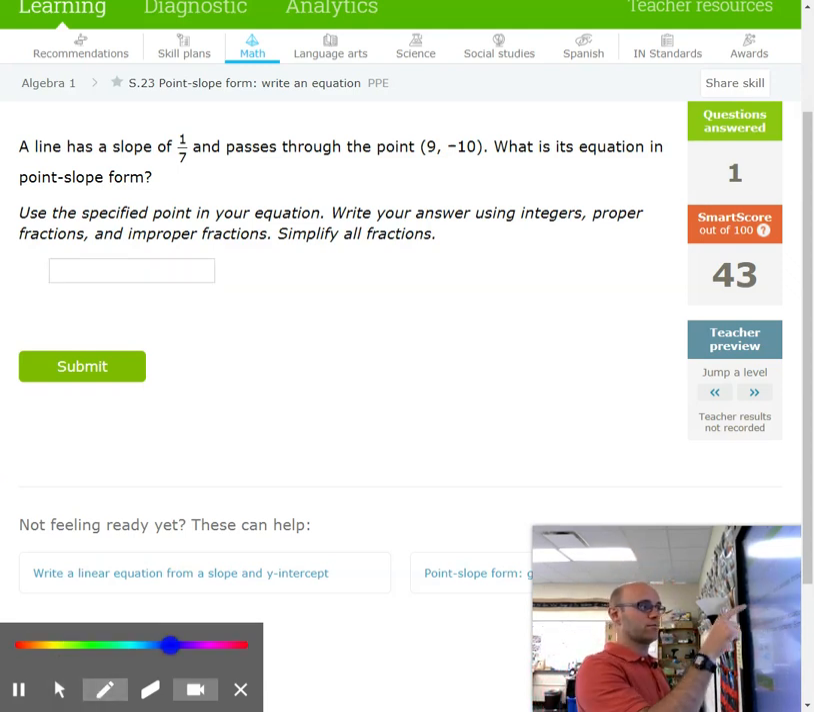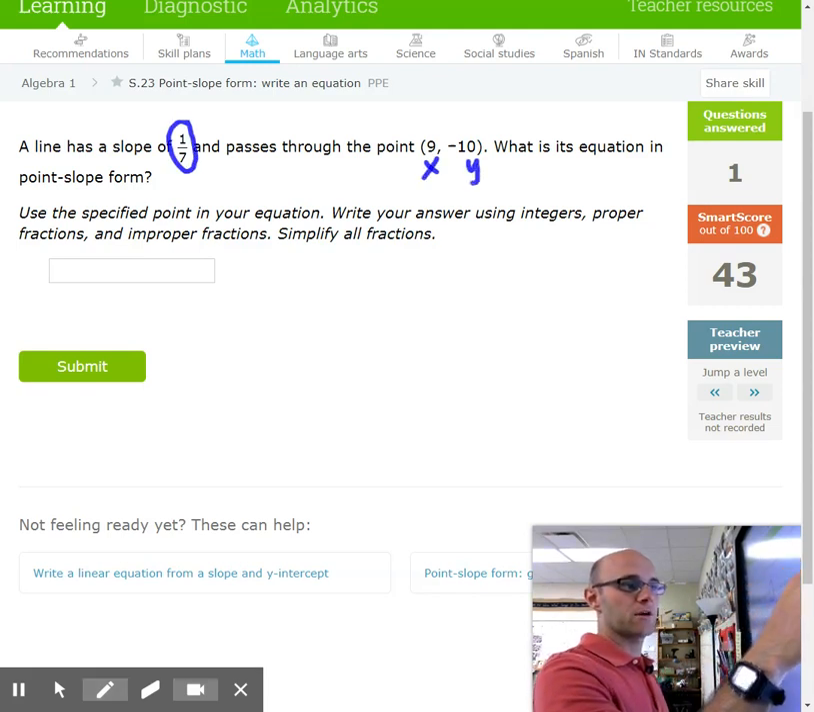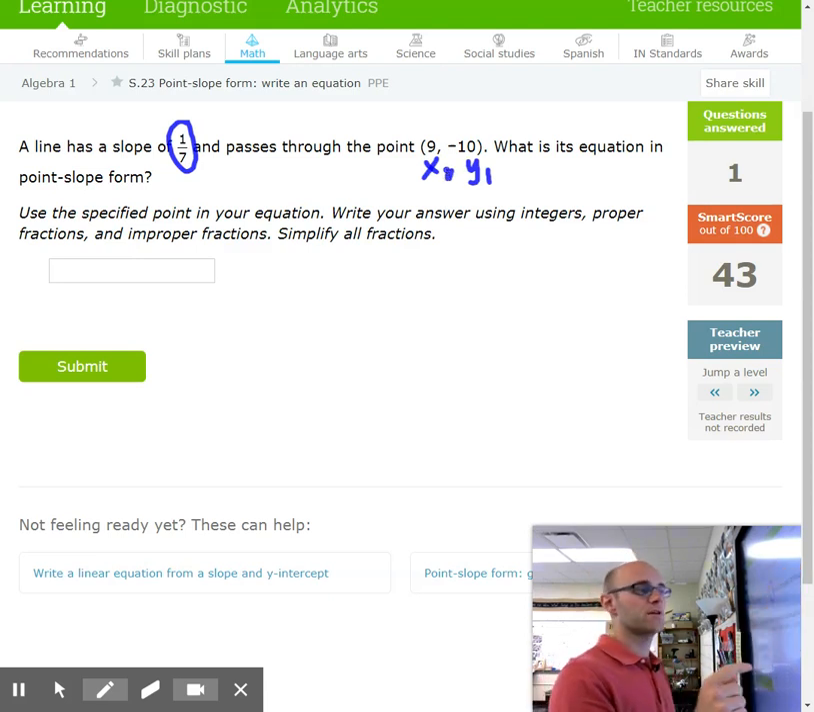It says we want a line that has a slope of 1/7 and passes through this point. I'm going to go ahead and label it right now, x comma y. We'll put the little ones there. It's the first point we know that's on the line. Here's our slope. We'll label it m. So what is the equation in point slope form?